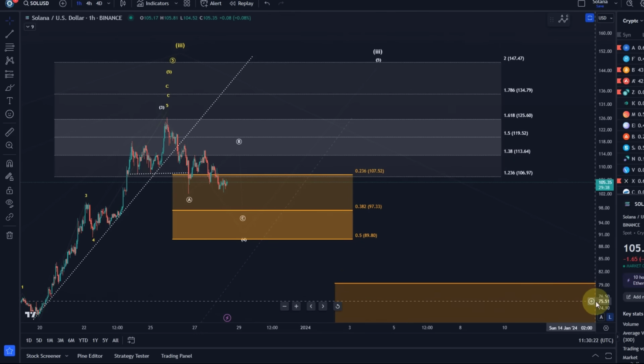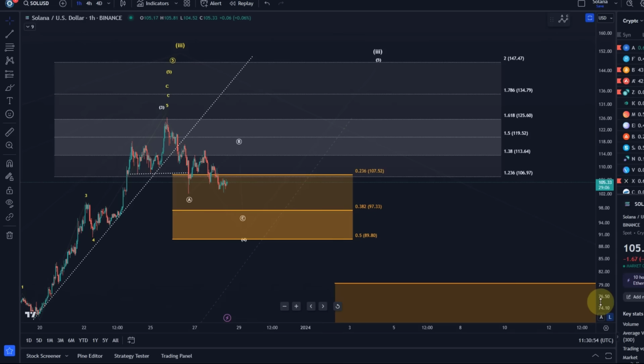Above that level, we are dealing with the Fibonacci extension levels to the upside. The 1.618 extension is basically the previous high, 125.60, and a move above that can send the price to 134.79, which is the 1.786 extension, and the 147.47 level, which is the 200% extension. That's still what we need to consider. These are the parameters relevant for this fifth wave extension.